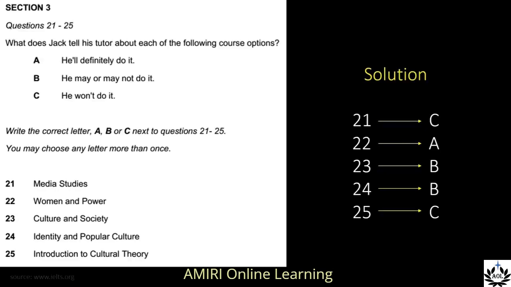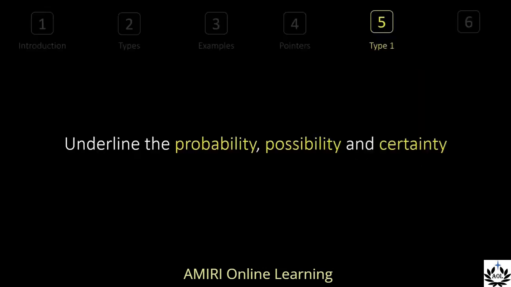If you're thinking that this is the only one-time question, one time that you're having this kind of question where he'll definitely do it, he may or may not do it, and he won't do it will be coming in option, then you're wrong. Very commonly, this kind of question does come, where we have this probability and possibility in option. Okay. Now, always and always underline the probability, possibility, and certainty.